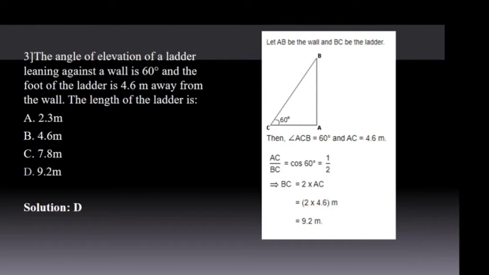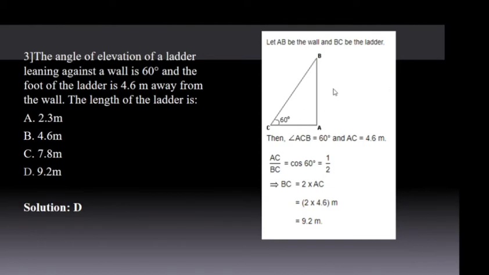The angle of elevation of a ladder leaning against a wall is 60 degree and the foot of the ladder is 4.6 meters away from the wall. The length of the ladder is. Again, if you can draw the figure, this problem is very simple. Okay, so let us draw the figure first.